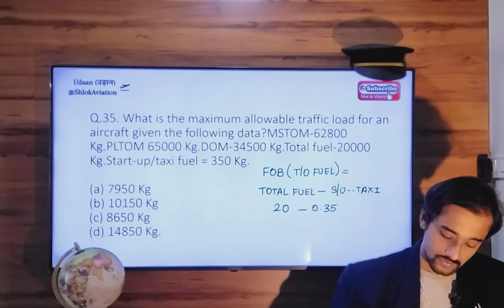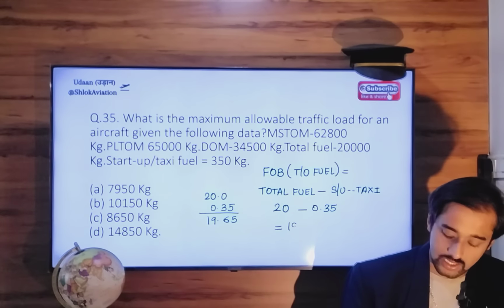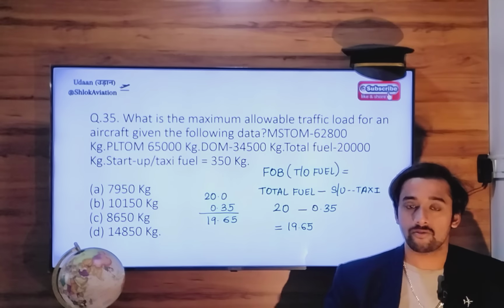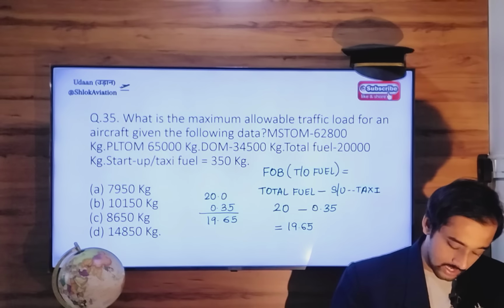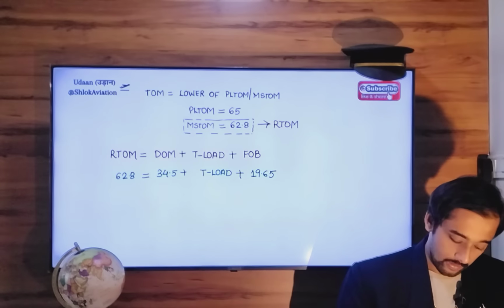So that will be equal to 19.65. So your fuel on board or takeoff fuel at the start of takeoff run is 19,650 kg or 19.65 tonnes.